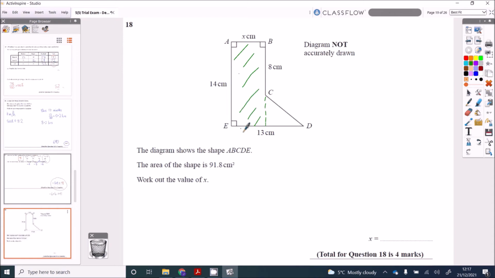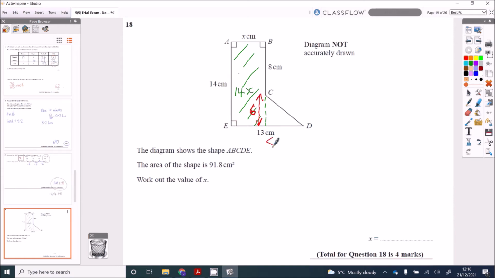Well, it is base times height. The base of that rectangle is x. That A to B is the same as going from E to here. So the area of this rectangle is going to be base times height, x times 14, which is 14x. Now, moving over to the triangle, remember the area of a triangle is half times base times height. Now, this height here we can work out. That's easy enough. This height here, well, all the way up the rectangle is 14, this part of which is 8, so this must be 6.